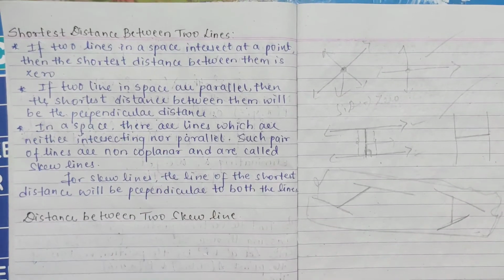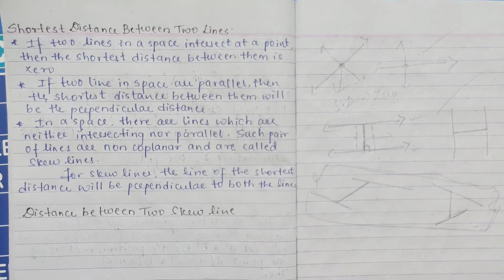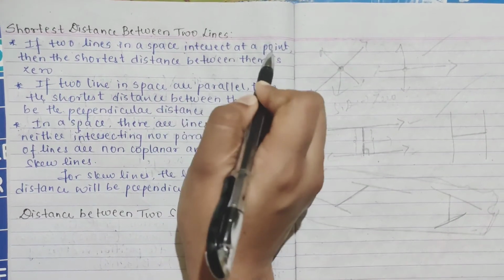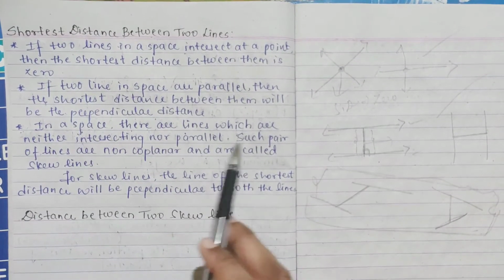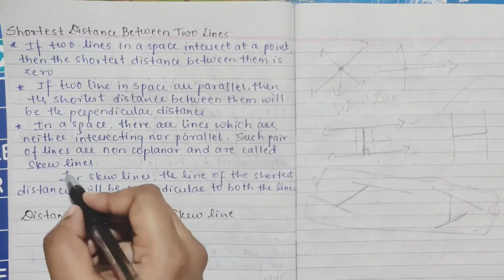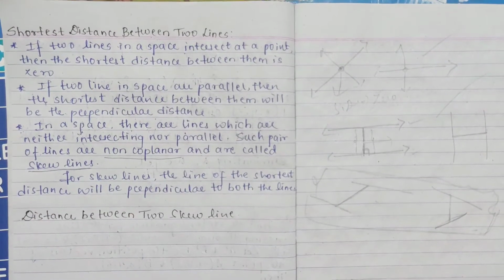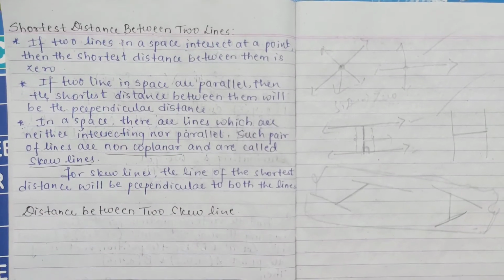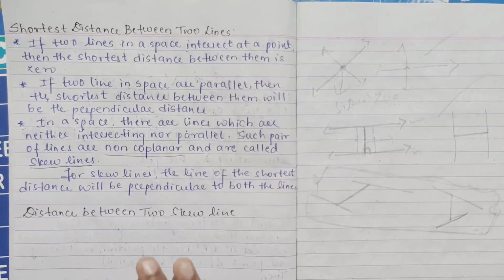So this is what I just explained in sentences. I have written the same definitions for everything. When the lines in space intersect at a point, the distance is 0. When they are parallel, it is the perpendicular distance. The lines which neither intersect nor are parallel, you can underline this, are called non-coplanar and skew lines. And I have even written, for skew lines, the line of the shortest distance will be perpendicular to both the lines. I hope this much is clear. So we'll see this part.